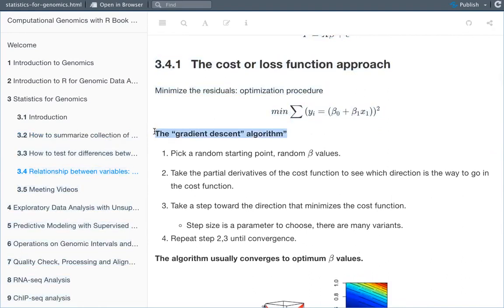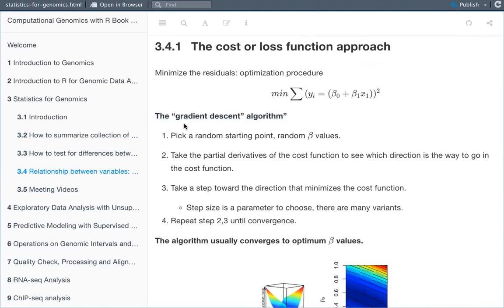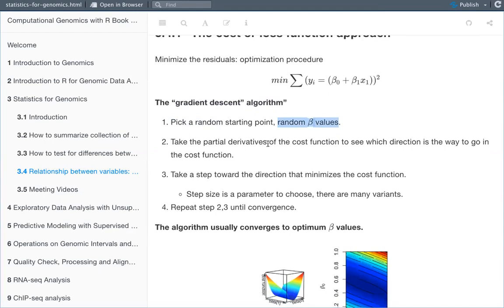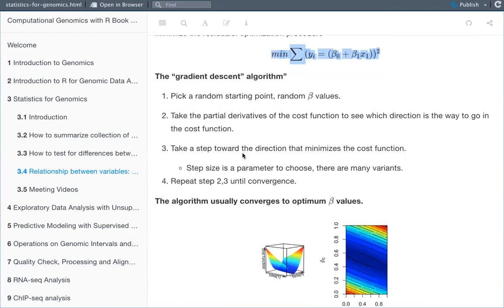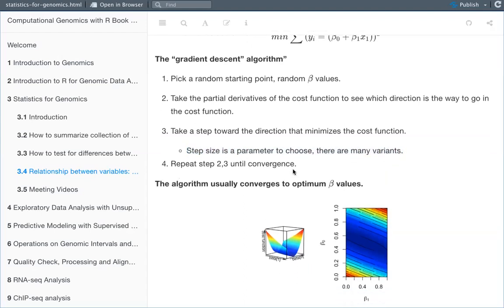Here, basically, this is what the book said, and I've summarized it very roughly, that the gradient descent algorithm does the job. What happens is that it picks a random starting point, so a random beta value, and then takes the partial derivative of the cost function, which is this one here. See which direction is the way to go in the cost function, then take a step forward in the direction that minimizes the cost function. The step size is a parameter to choose, and it can be different. Then repeat until it converges.